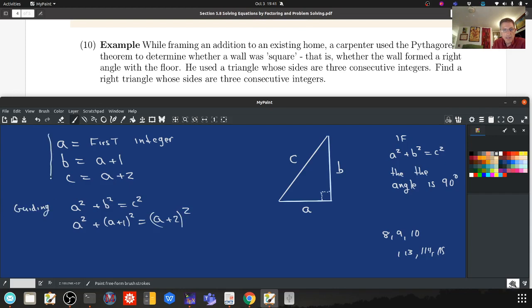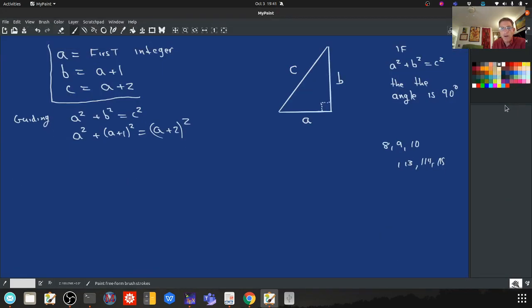And here, arbitrarily, I just said let A be my smallest length. It kind of looks like it from the picture. Then B is going to be A plus 1, and C is going to equal B plus 1, which is A plus 1 plus 1, which is A plus 2. So now all I have to do is solve this.